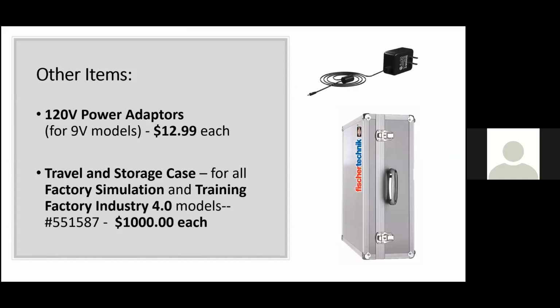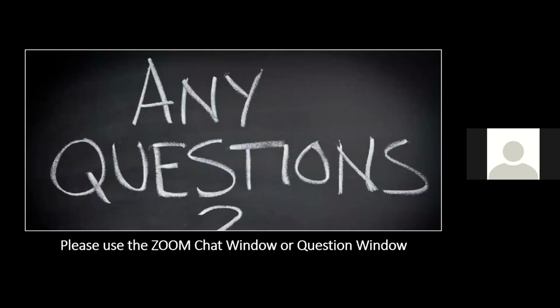And the travel and storage case, which again is designed for either of the 2 factory simulations, the regular 9-volt or 24-volt versions, as well as the Training Factory Industry 4.0 models. It's the perfect way to store and transport them. The part number is 551587. They are $1,000 each.